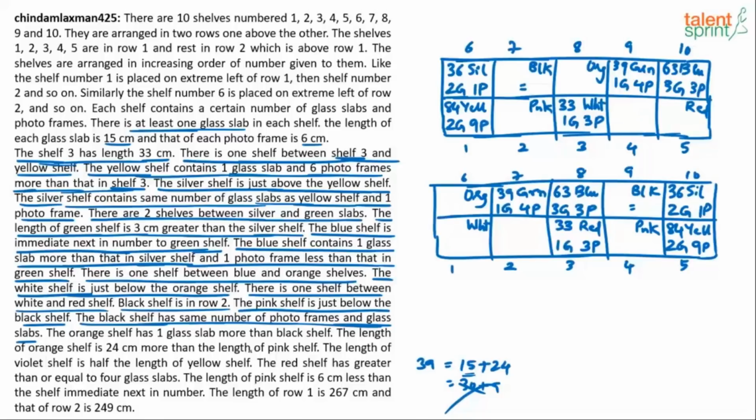So this statement is not useful immediately. Let's go to the next one. The length of orange shelf is 24 more than length of pink. Length of orange is 24 more than pink, but again pink's length is not known to us, so we cannot fix orange's length. Okay, we'll come to that later.